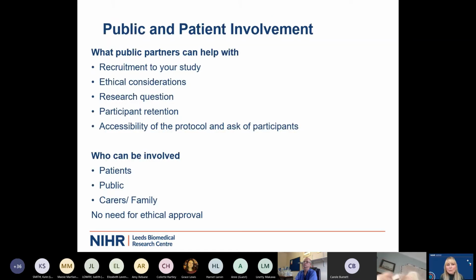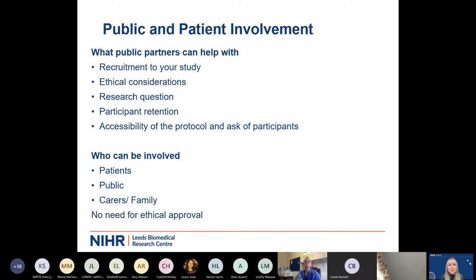So what can public partners help you with? They can help you with thinking about the recruitment to your study. They can help you think about ethical considerations. We've had fascinating discussions with orthopaedic surgeons about the ethical implications of consenting people who've recently experienced trauma, for instance. And members of the public are really well placed to give you advice about that. They can help you think about the research question: what's most important to people living with this condition and what will make the biggest difference?